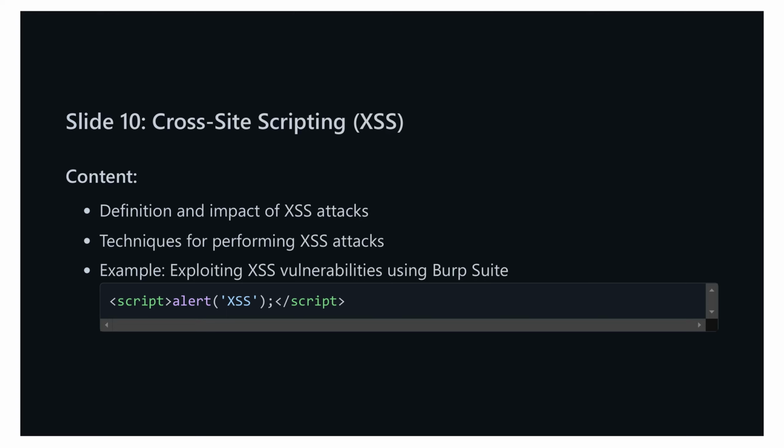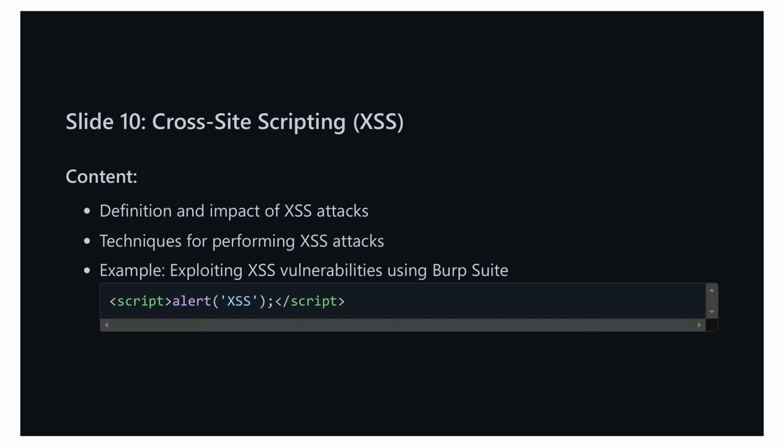Now that we have discussed command injection, let's move on to another significant type of web vulnerability, cross-site scripting, commonly known as XSS. In this slide, we will cover the definition and impact of XSS attacks. XSS occurs when an attacker is able to inject malicious scripts into web pages viewed by other users. These attacks can lead to various malicious activities such as stealing cookies, session tokens, or even redirecting users to malicious websites. Next, we will look at the techniques for performing XSS attacks.